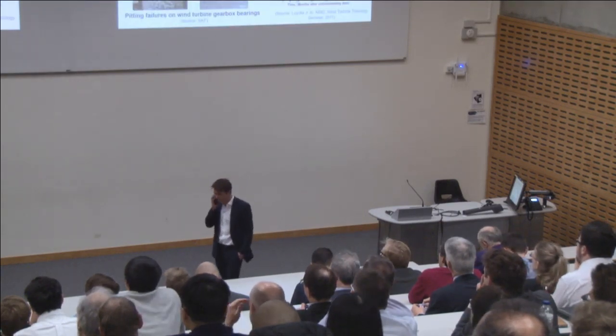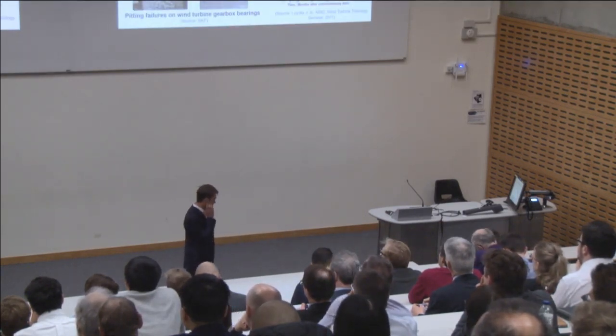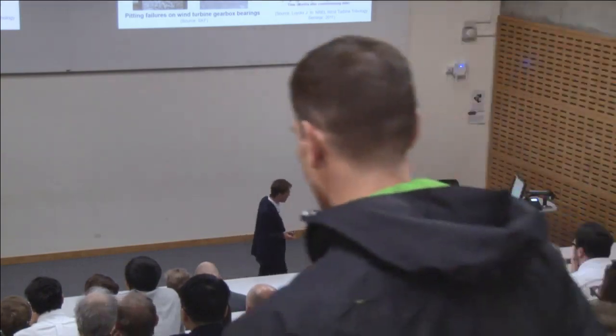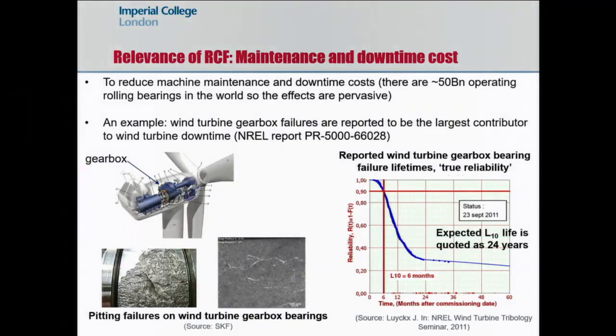Now, all very nice. Why are we interested? Why do we bother with this? Well, if you consider that there are about 50 billion, apparently, rolling element bearings in the world, almost every single mechanical system has them. There are many gears, many miles of rails. You start realizing that actually understanding the mechanisms of rolling contact fatigue and our ability to predict it can have an impact on a vast range of mechanical systems in terms of operational costs, so reducing the maintenance cost and downtime. And I've just picked one topical example, wind turbine gearboxes.